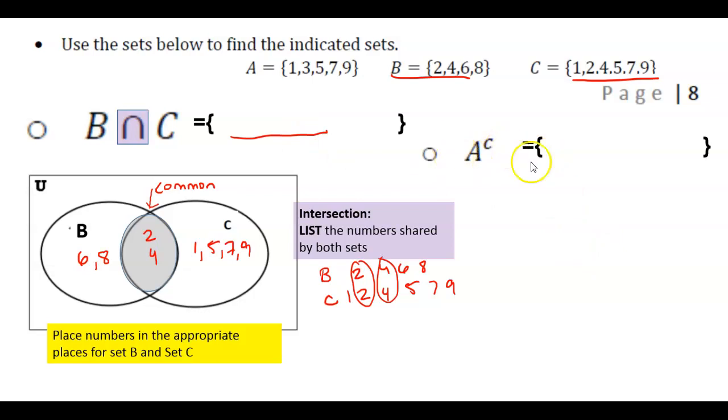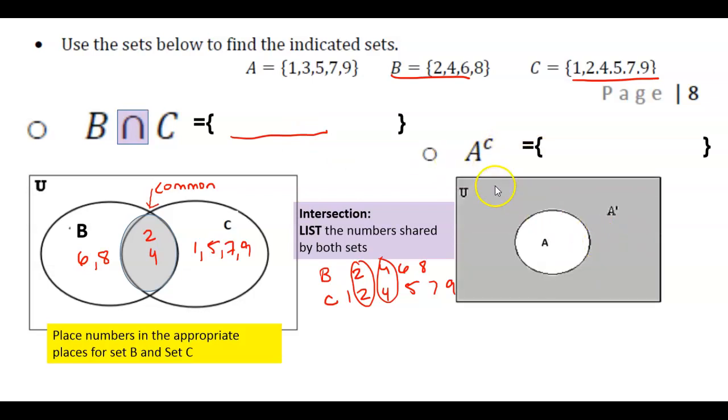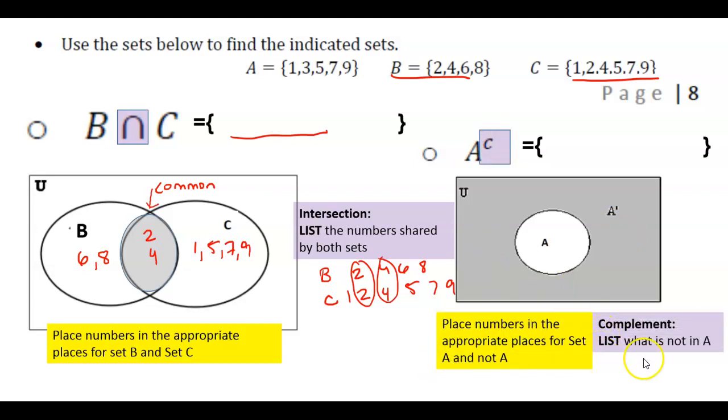Now, what's not in A? Again, we'll utilize this graphic. So we have what's in A and what's not in A. What we're going to do is place the numbers for set A. So we'll list what's not in A. So A is 1, 3, 5, 7, 9.